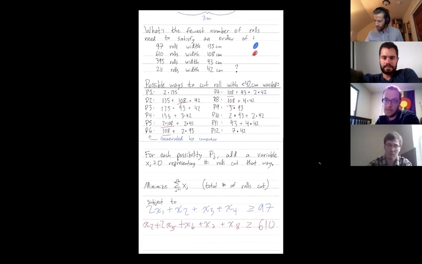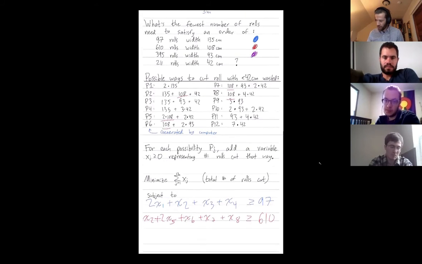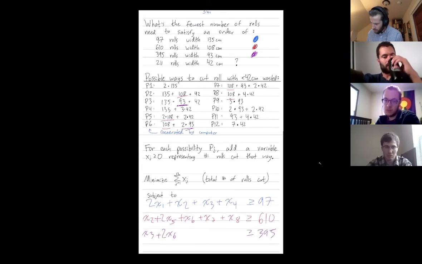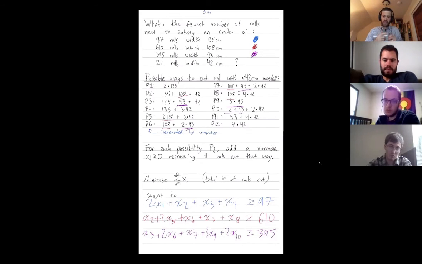We'll just do one last one. This last one is going to give us a constraint where we need at least 395 rolls of width 93. From patterns 1 and 2, I get 0 rolls of width 93, but from pattern 3, I get 1 roll. And then from pattern 6, I get 2 rolls of width 93. From pattern 7, I get a roll. From pattern 9, I get 3. And from pattern 10, I get 2 rolls. On the left of our constraint is the number of rolls I get of width 93, and on the right, I'm saying I want at least 395 of them.